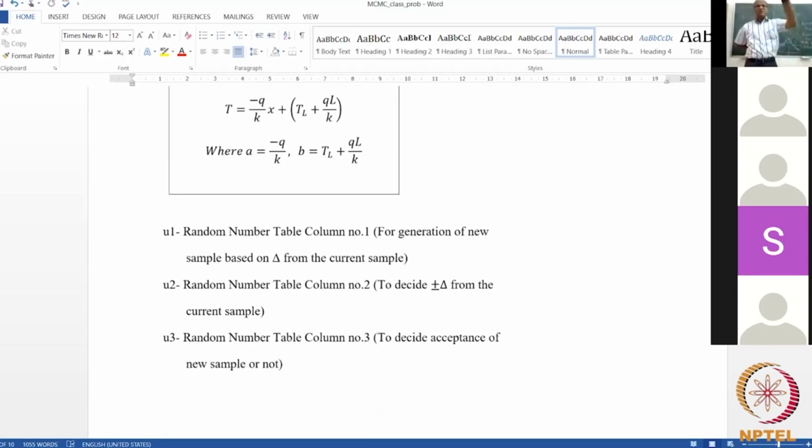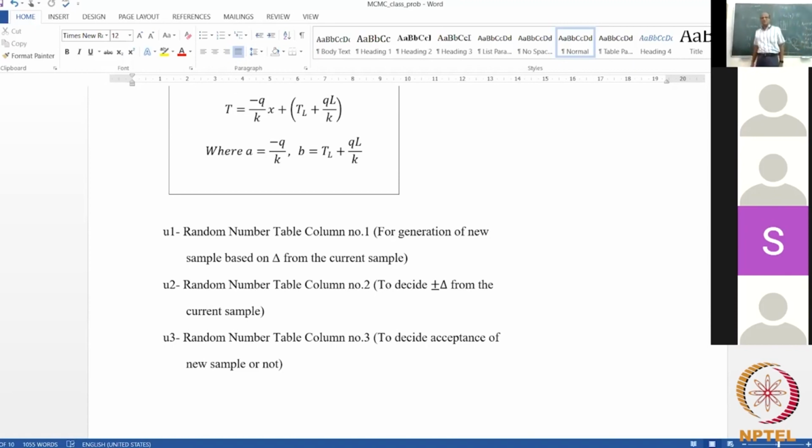So please use the first 3 columns for generating the u1. For the generation of a new sample based on delta from the current sample, use the first column. Random number 2 decides whether you have to go to the right side or left side of the current sample, because he is using a simple distribution. It will become clear to you in 2 minutes. The third random number, u3, decides whether to accept or reject.